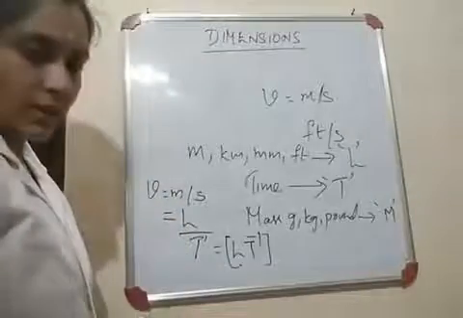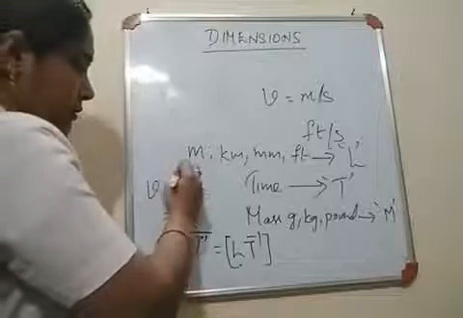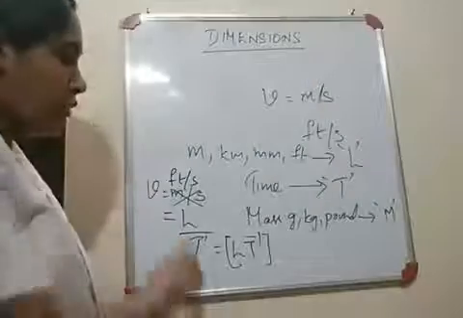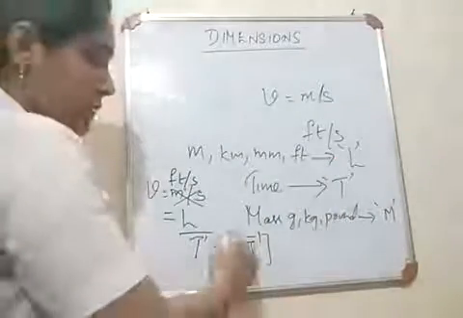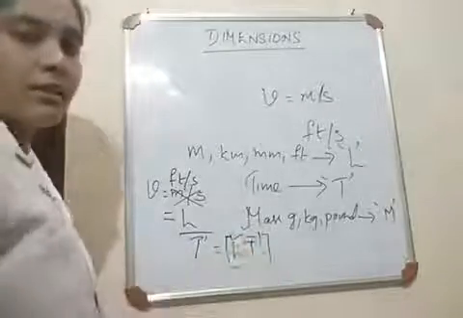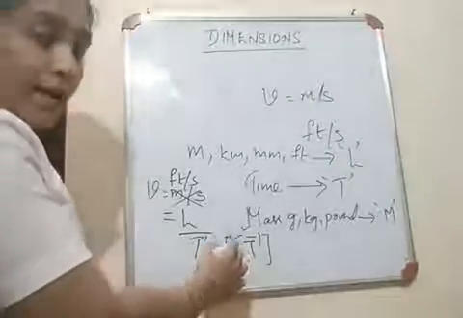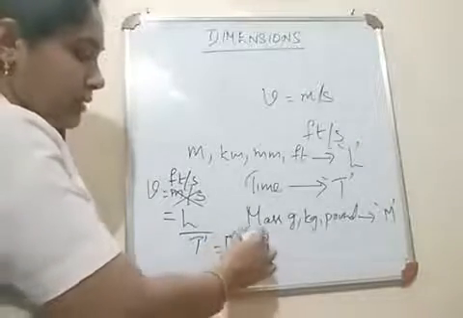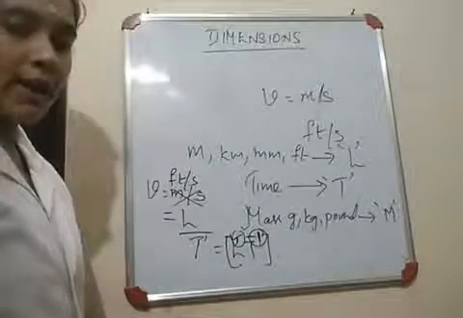LT raised to minus 1 is the symbol for velocity. If we express the same thing in feet per second, not meter per second, then how can we express this? What is the symbol for feet? For feet also we use the same symbol L, and for time the same symbol T. So again we get velocity as LT raised to minus 1. Here what is the power of L? 1. What is the power of T? Minus 1. So these powers to which the symbols are raised are known as dimensions.